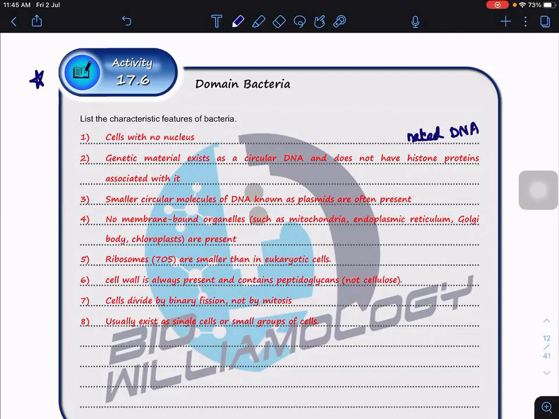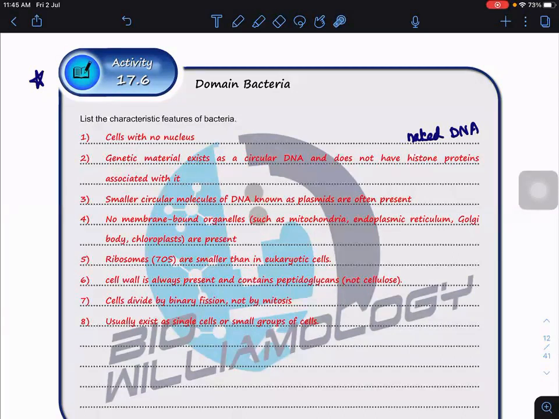Now, a lot of students get confused: naked DNA, does it mean the DNA has no encapsulation by the nucleus? No. Naked DNA basically means the DNA is not associated with histone proteins. They have circular molecules of DNA known as plasmids.